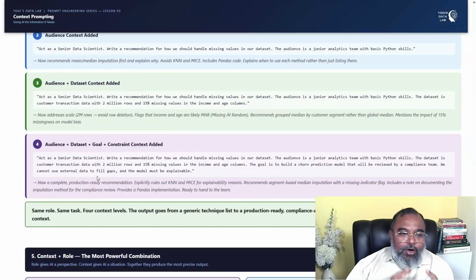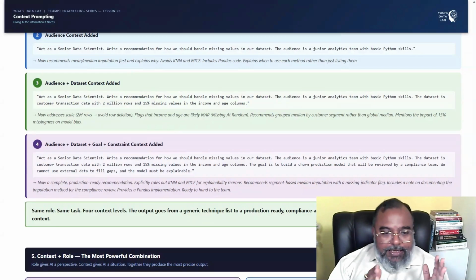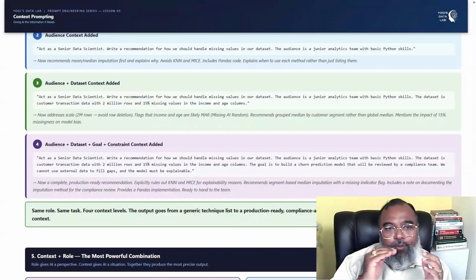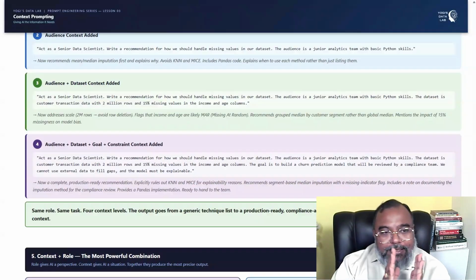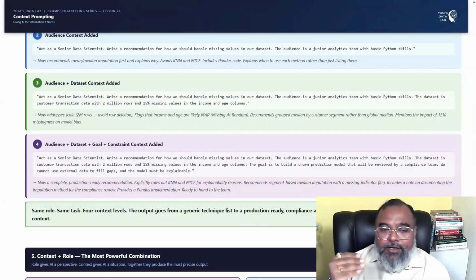Now, what I'm doing is audience plus data set plus goal plus constraint context added. What we saw here is that we had the same role, the same task, just the context changed. Across the four different examples, the context changed and the output goes from a generic list to a production ready, compliance aware recommendation with code, purely from adding context. We just added the role, the same task, none of it changed. The only thing that changed was the context. And you see, the results were very different and evolved over time.